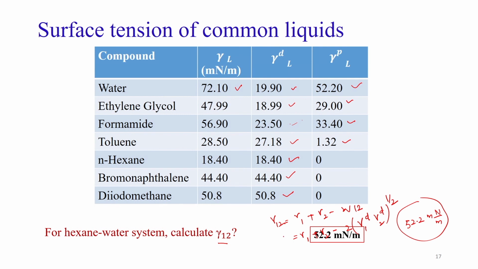Then we saw how to calculate the interfacial energy between two immiscible liquids or solid and liquid, and we derived that interfacial energy is the sum of the individual surface energies minus the work done at the interface between these two, and then finally we calculated the interfacial energy of a hexane water system.